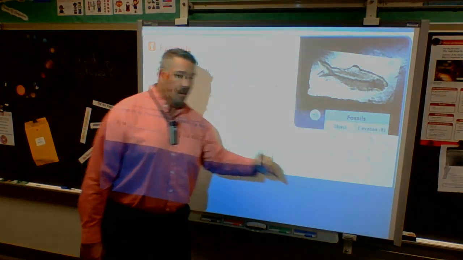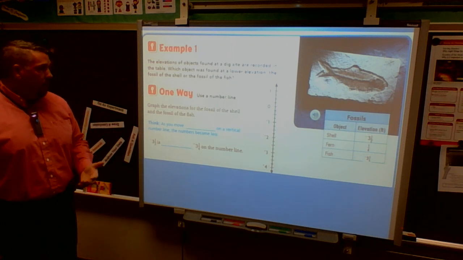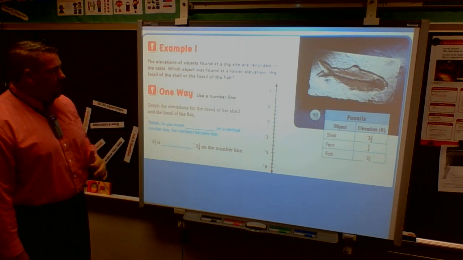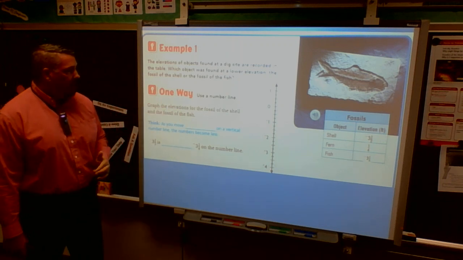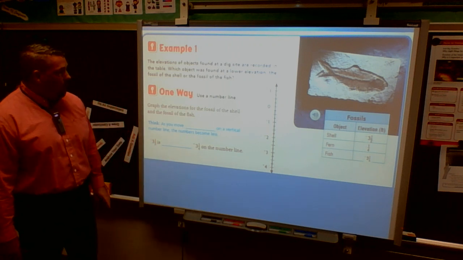This one was found further up, maybe up on a little bit of a hill, because it's a positive. The question asked me, though, the elevation of objects found at a dig site are recorded in the table. Which object was found in a lower elevation? The fossil of the shell or the fossil of the fish?